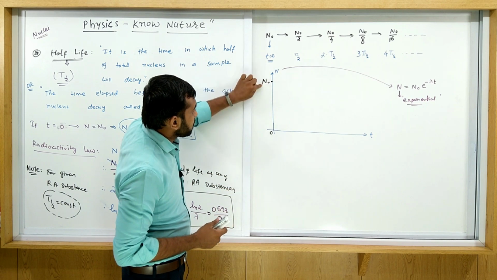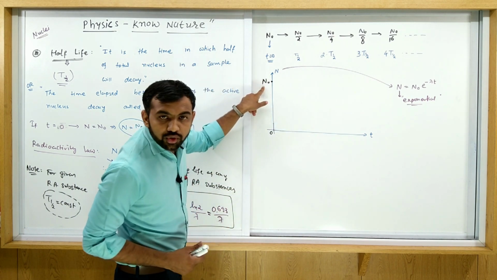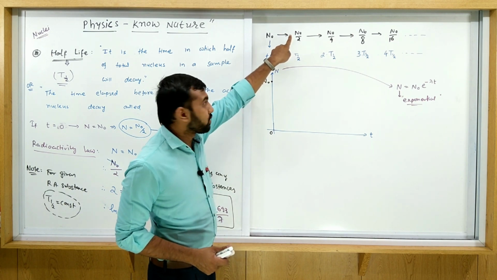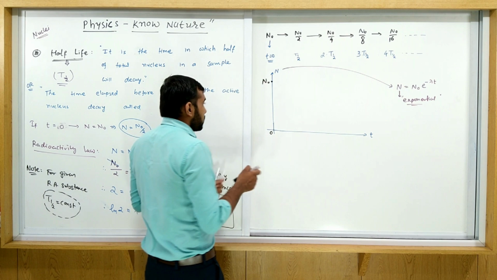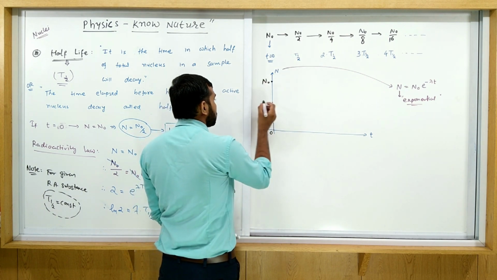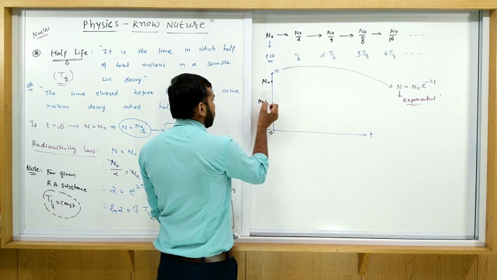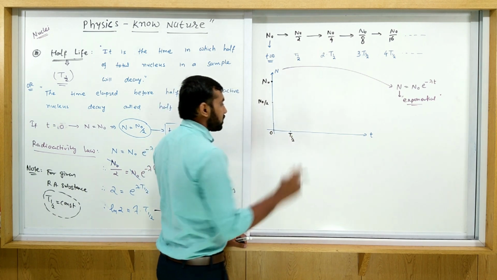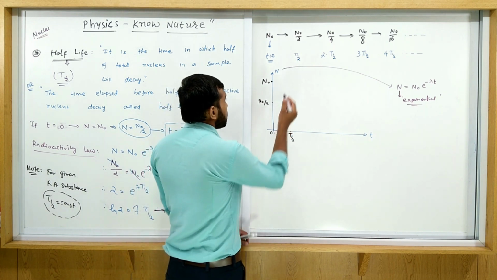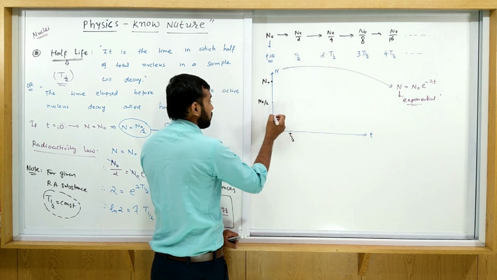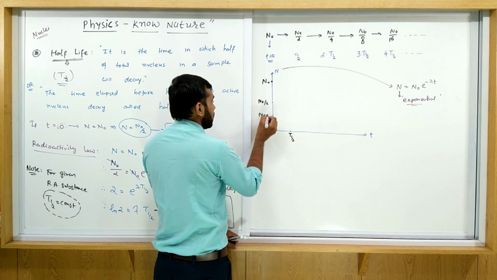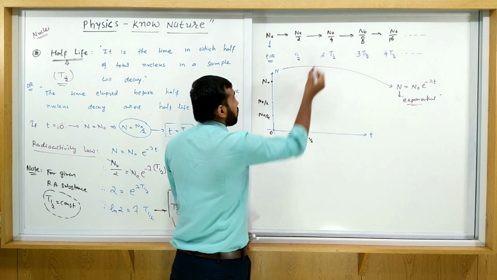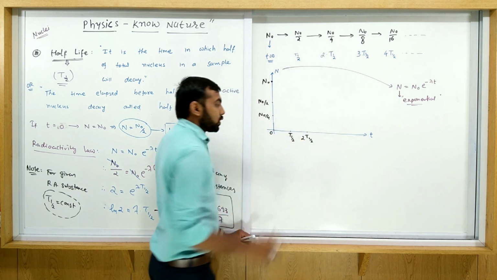Initially, t is equal to 0. The number of nuclei is how much? N0. When t is equal to t1/2, what is the number of nuclei? Half. So somewhere here is half, that is N0 by 2. Then how much time is required? This is t1/2. And again N0 by 4 somewhere here. How much time is required? How many times t1/2? 2 times, so that is 2 t1/2.